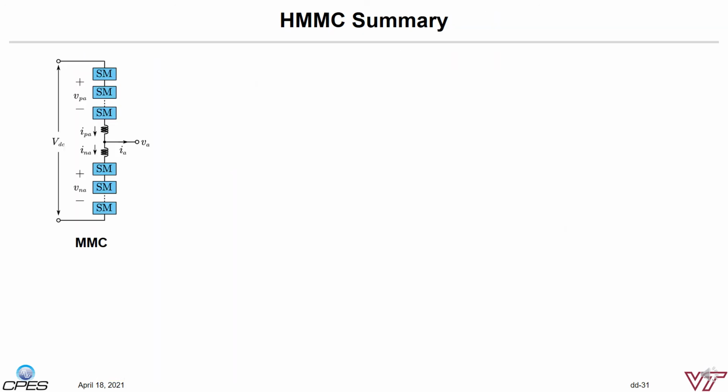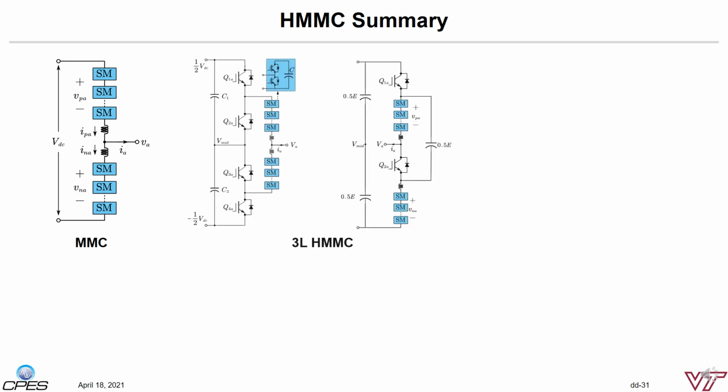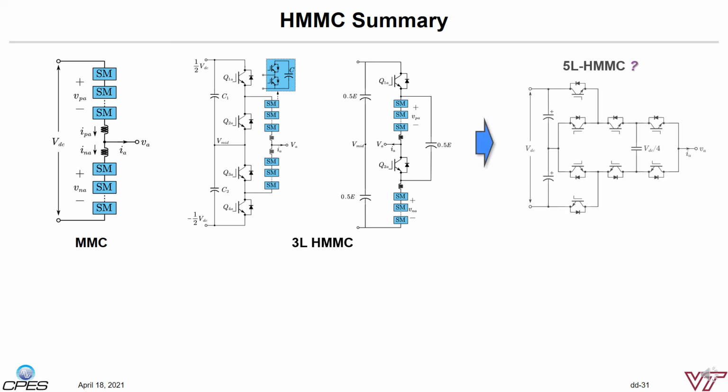All right, let's summarize what we have covered. We started the discussion with MMC, and MMC can be considered a two-level based chain link solution. Then we modified two conventional three-level topologies, ANPC and flying capacitor converters, and created a family of three-level HMMC and HMMR solutions. So the next question is, can we apply the same idea to a five-level structure, like a five-level ANPC? The answer is yes.